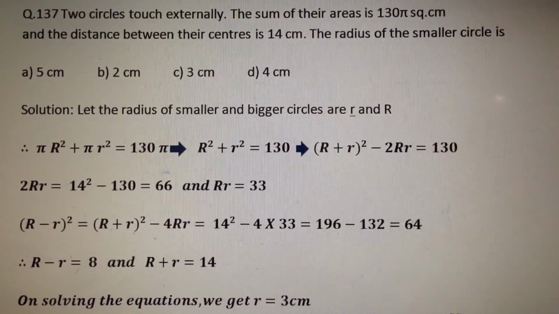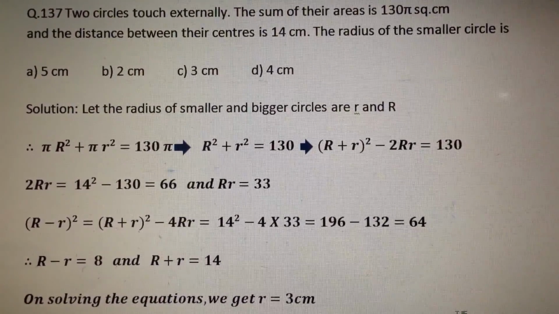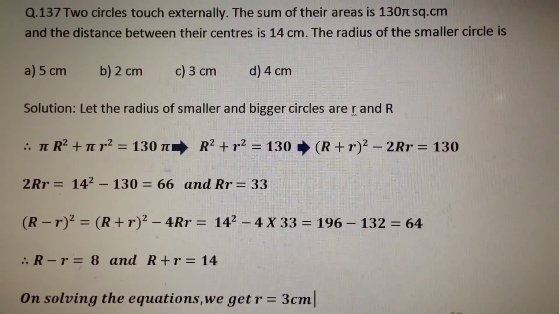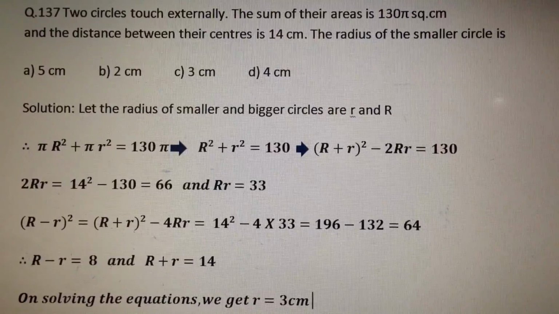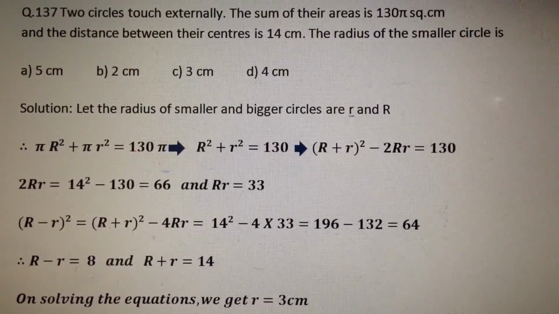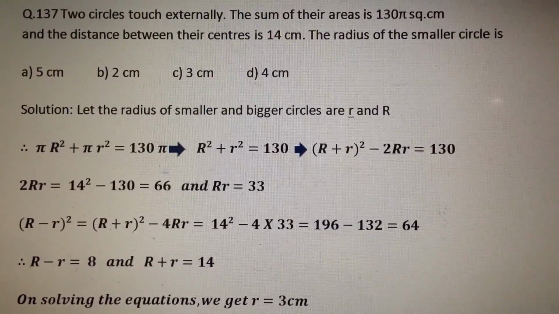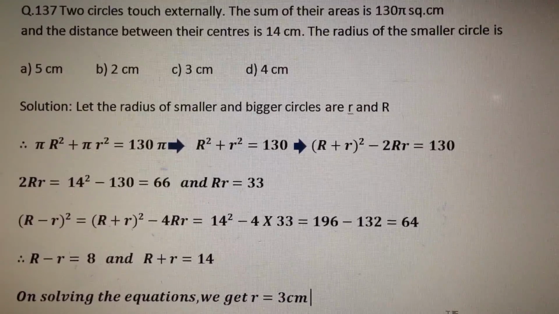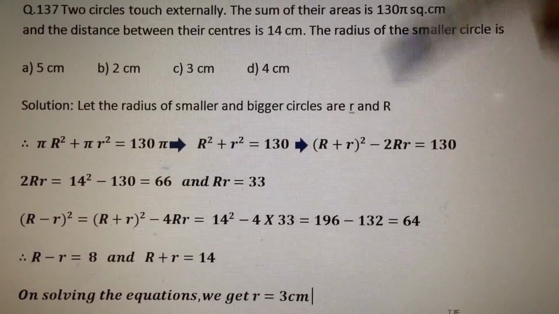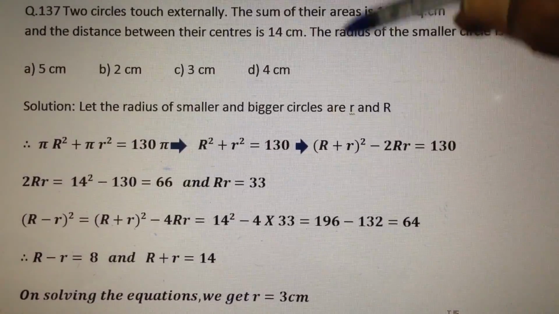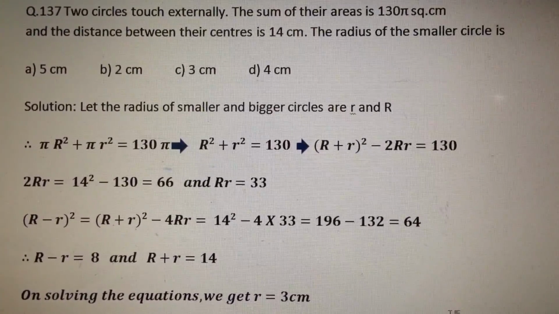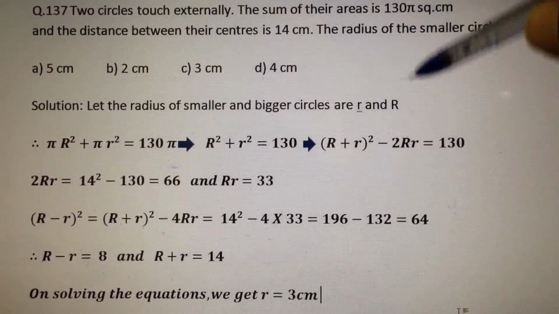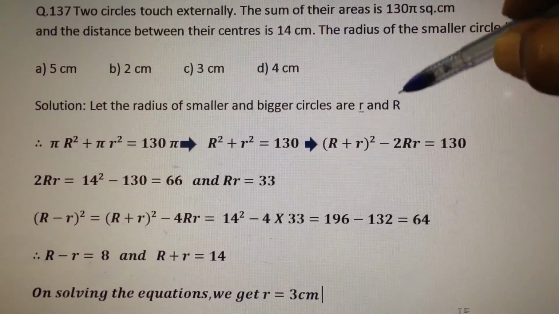Next question. Two circles touch externally. The sum of their areas is 130 pi square centimeters and the distance between the centers is 14 centimeters. Find the radius of the smaller circle. Let us assume the radius of the smaller circle is small r and the radius of the bigger circle is capital R.